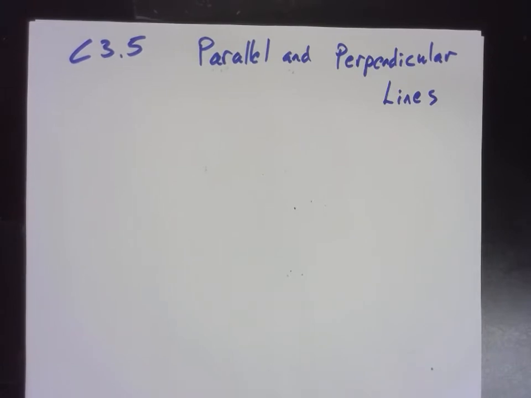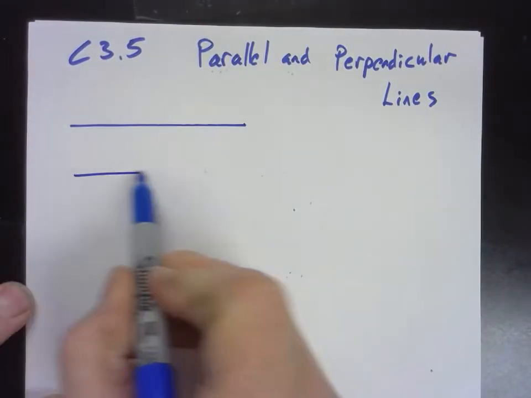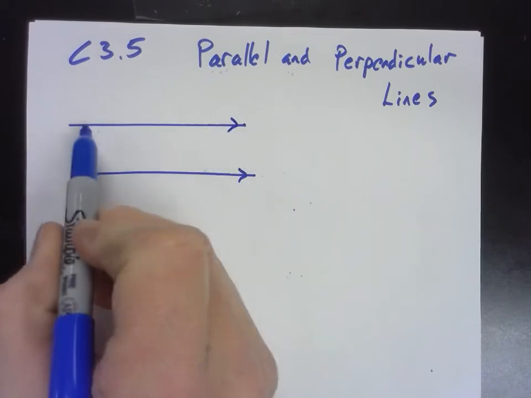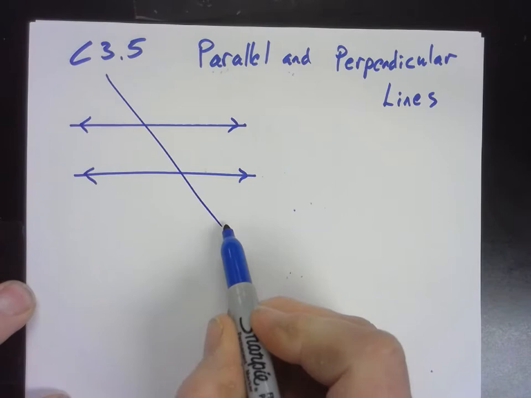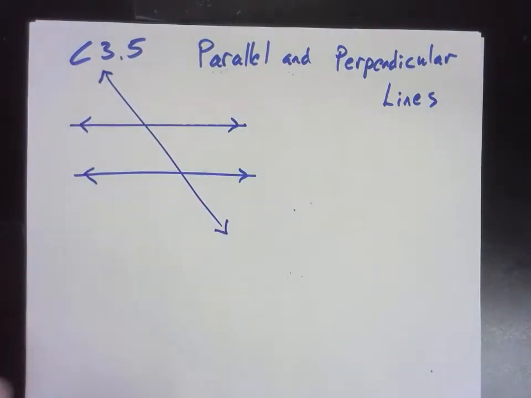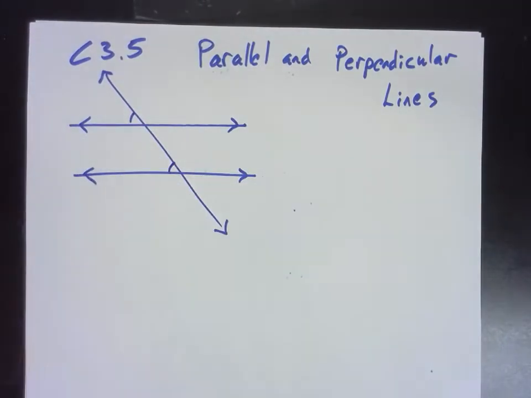Let's review some of the postulates and theorems that we talked about so far in this chapter. I know it's been a long weekend. Remember, the first ones we learned dealt with parallel lines. If two parallel lines are cut by a transversal, then what do we know about the corresponding angles?